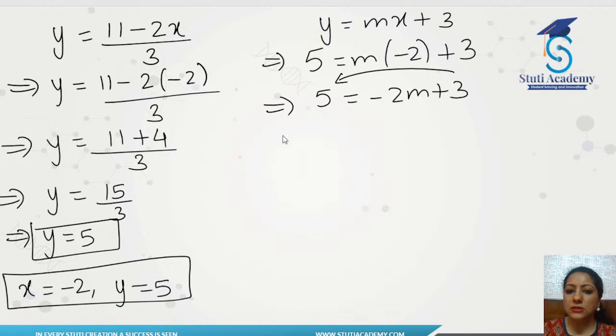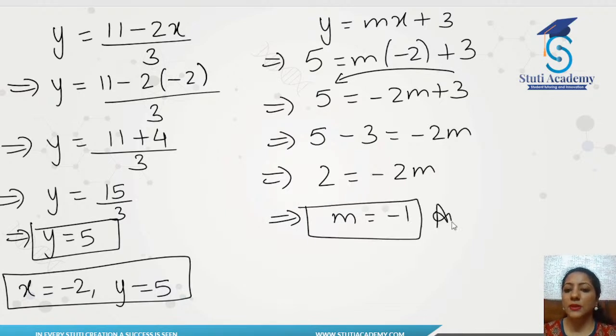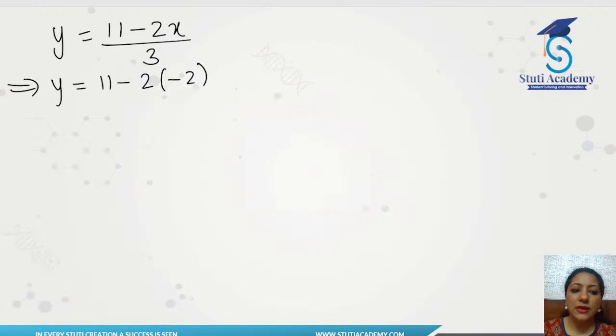3 we can take on the other side. We will get 5 minus 3 is equal to minus 2m. That is 2 is equal to minus 2m. And finally, the required value of m is negative 1. Okay, children, I hope you've all understood this. Now let us discuss the next question.